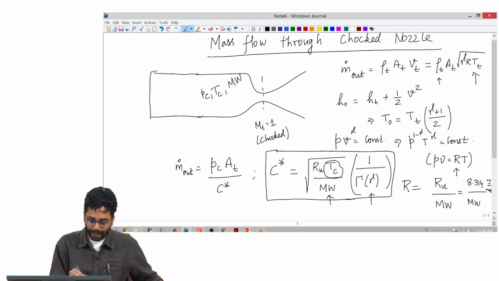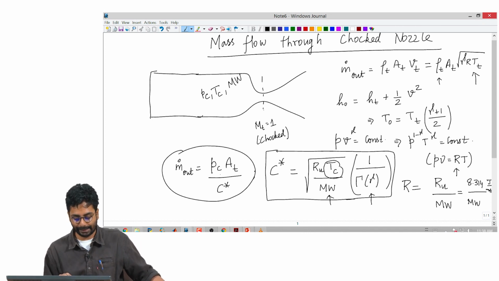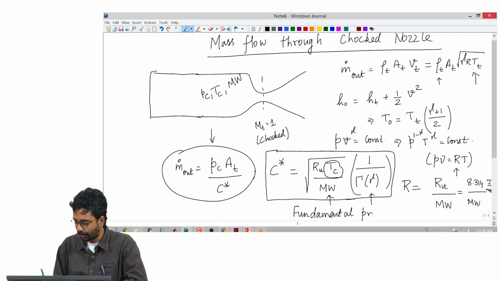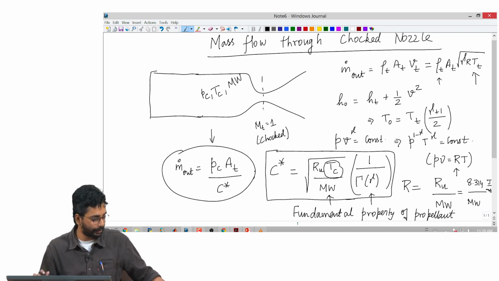Okay. And it is related to the outflow through the nozzle by this relationship. C star is a fundamental property of the propellant combination. Okay. Please go through the algebra. I have not done the entire algebra. Make sure that you get this equation by starting from here.